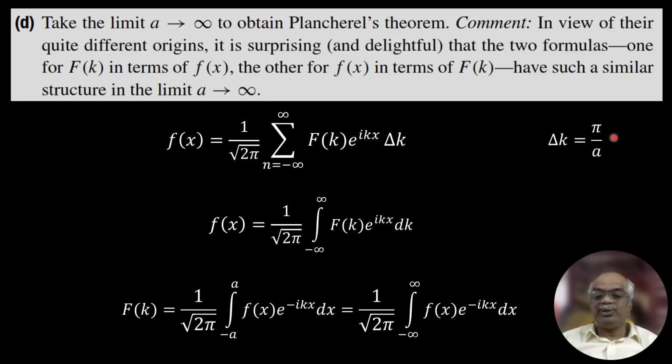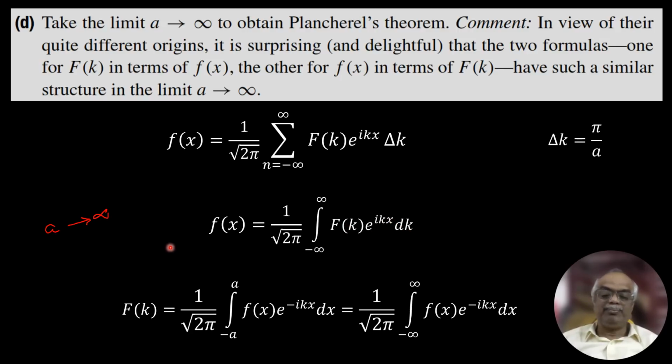When a tends to infinite, what will happen? This delta k will become smaller and smaller, infinitesimally small. So naturally this summation will become an integral. Also delta k will become dk. So this can be written, when a tends to infinite, as f of x is equal to 1 over square root of 2 pi integral between minus infinite to plus infinite capital F of k e power i k x dk.